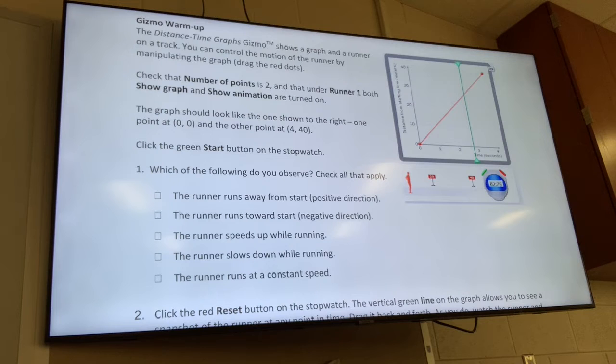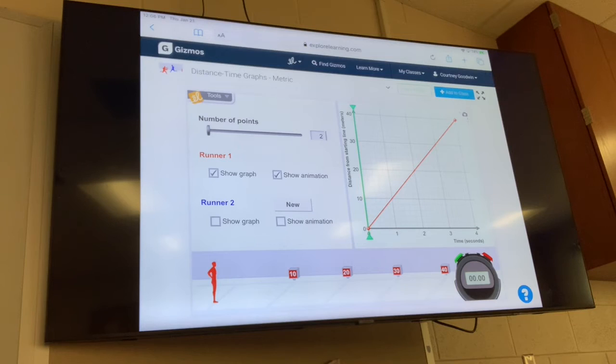For the gizmo, distance is on the y, time is on the x, it's meters per second. Okay, so you had to make your graph look like this and then answer some questions based on the runner in this graph and hit play on that.